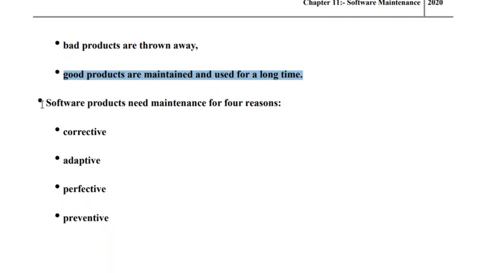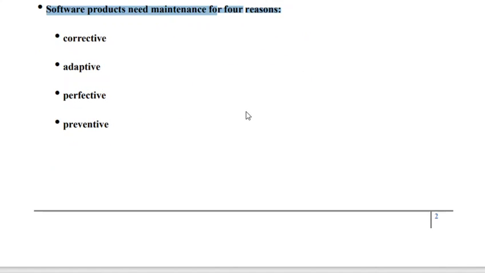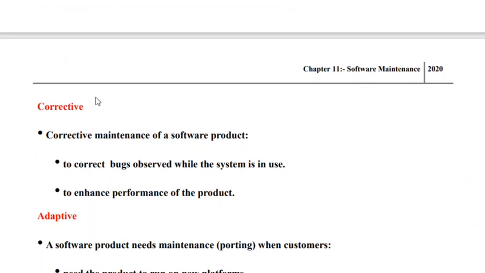Now, software products need maintenance for four different reasons. This we have already highlighted. We said that it may be corrective, adaptive, perfective, or preventive. Now, corrective maintenance. Corrective maintenance is carried out in the software system in order to correct bugs that have been observed whenever the software system is being put to use.